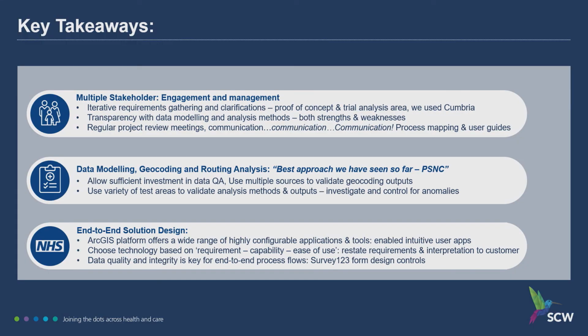Data modeling, geocoding, and routing. Our advice is you need to invest a lot of time in that. That was the blood, sweat, and tears for us. There were lots of things we had to unpack. From working with 11,000 pharmacies from a spreadsheet, geocoding those, we learned we needed to use multiple sources to validate those results. Even when we analyzed doing the routing, we had to take several test areas and sign that past our stakeholders.